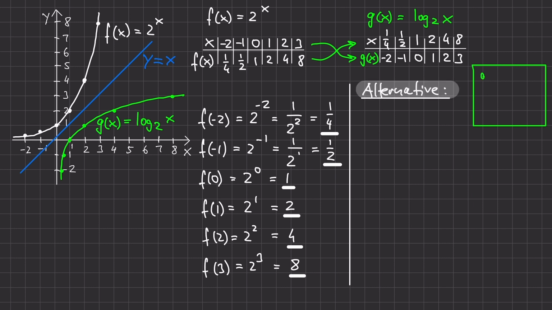Recall that g of x equals log base 2 of x means 2 raised to the power of g of x equals x, as we learned in one of our previous videos. So for g of x equals -2, x equals 2 raised to the power of -2, which is 1 over 2 squared, which is 1/4. We can do the same with -1, 0, 1, 2 and 3.